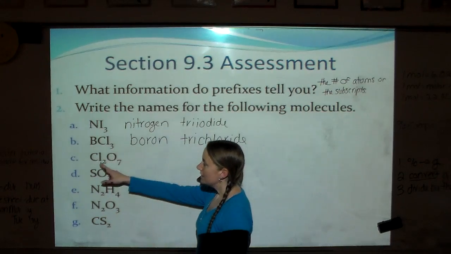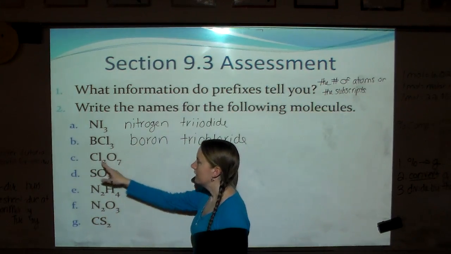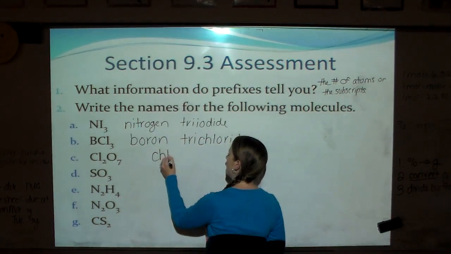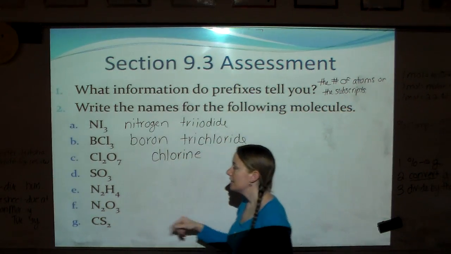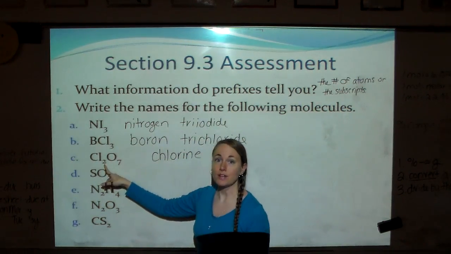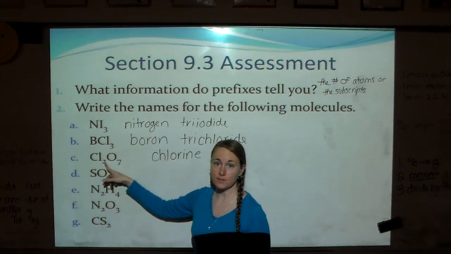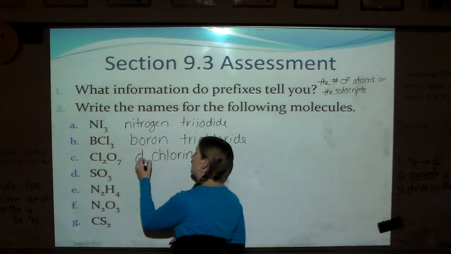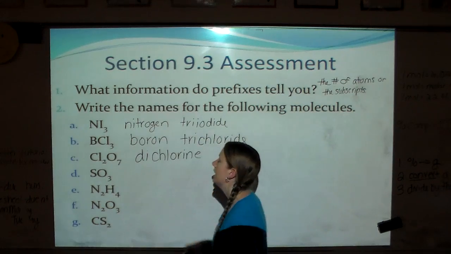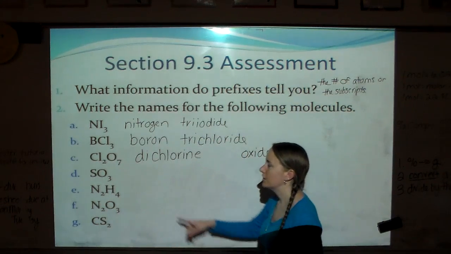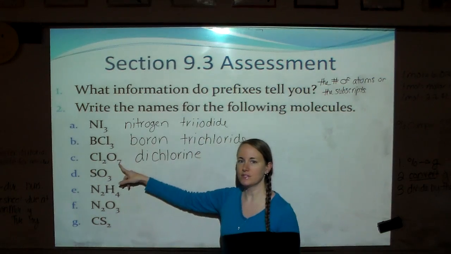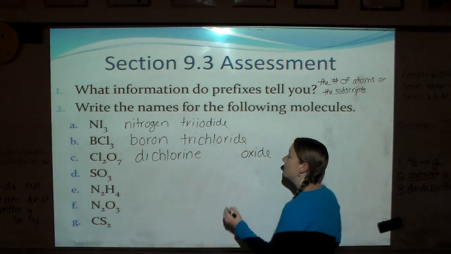All right, so let's look at C, Cl2O7. Okay, well, Cl is chlorine. Remember, we're not going to change it to chloride because it's the first element. And in this case, it does have a subscript, so I do need a prefix. So what's my prefix for 2? It's di. So I'm going to start with dichlorine, and then oxygen becomes oxide. And there are 7 of them. So what's my prefix for 7? Commonly missed one, hepta.